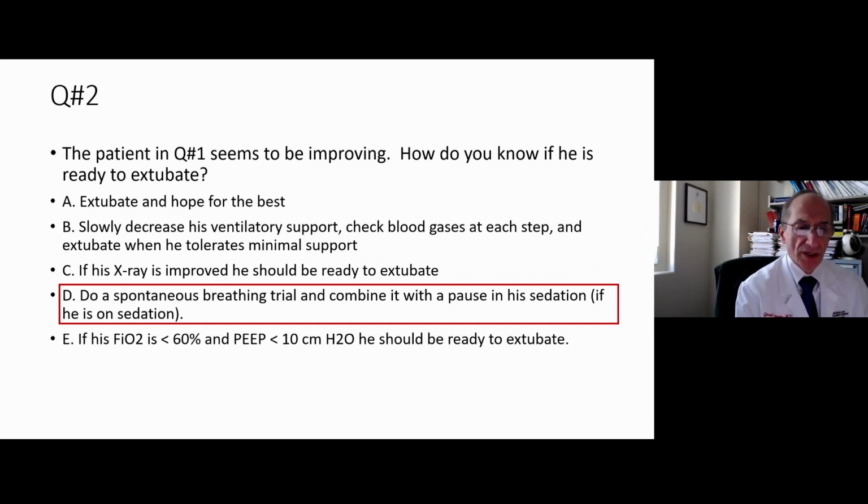An improving X-ray often is a sign that patients are ready, and similarly, in choice E, if their FiO2 is less than 60 and PEEP less than 10, they may be ready, but you still don't know if they're ready from other regards, whether they've been tested with a spontaneous breathing trial, which really is what has become the standard of care.